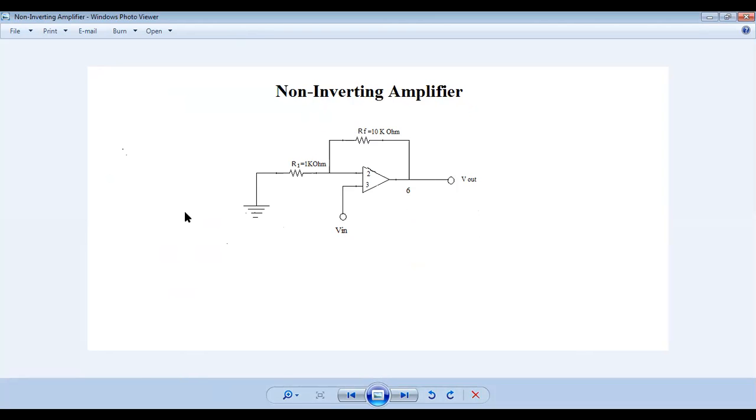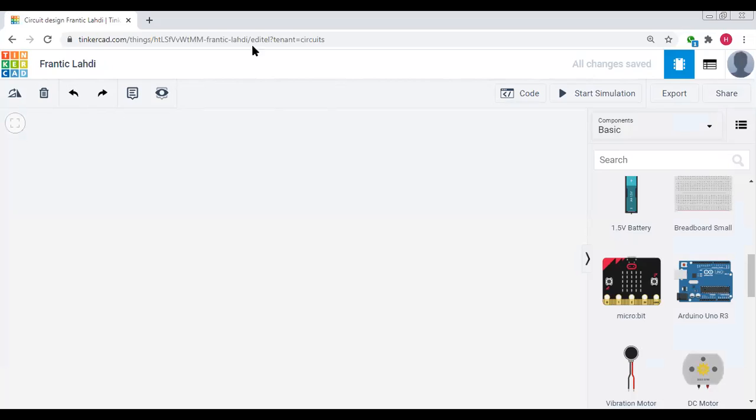So how to design that circuit on the Tinkercad? We will learn how to design the circuit on the Tinkercad and how to get the input voltage in amplified form, as I already told you at the start of this class. So now I open Tinkercad on my desktop. Here this is the window for the Tinkercad.